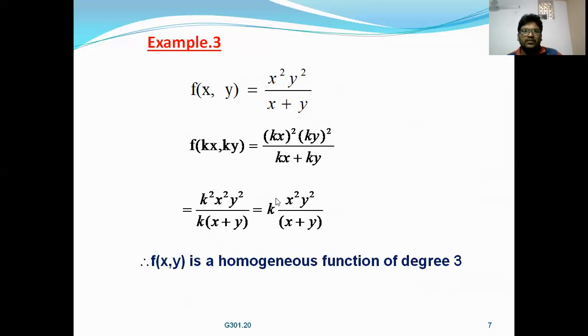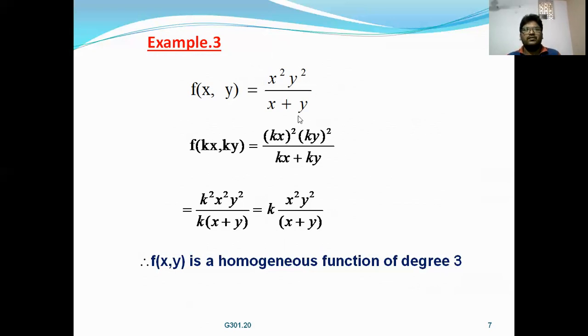So k to the power of something is taken common here. Here k cube, here k to the power of 4. Here k, one k cancels, so you will get k to the power of 3. Is it clear? So now f of x comma y is a homogeneous function of degree 3. Is it correct? Degree 3.